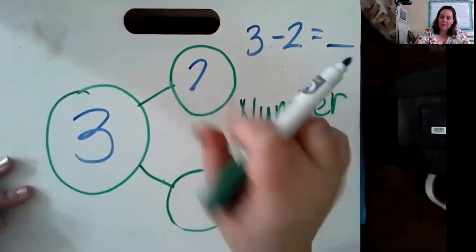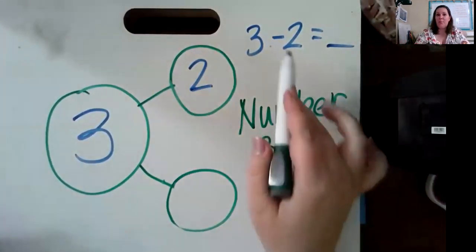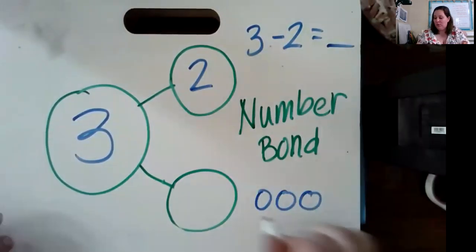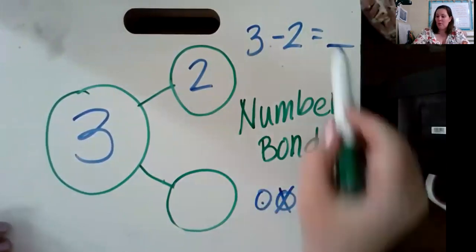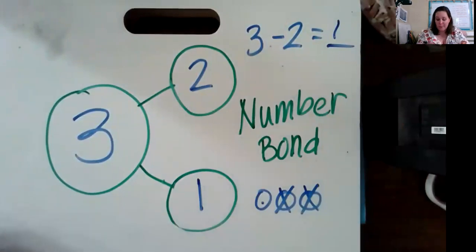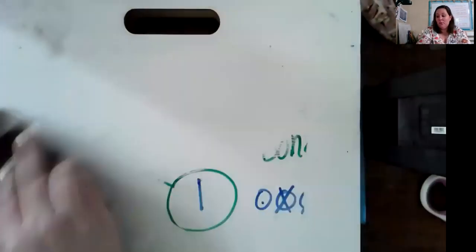Oh my goodness, please make better 2s than I am. Okay, so if I've got, we can do our circles. We start out with 3, we're crossing out 2, we're left with 1. That means 1 is going to go in that smaller part. Number bonds are really fun, and when you get into first grade, there's going to be more of them.